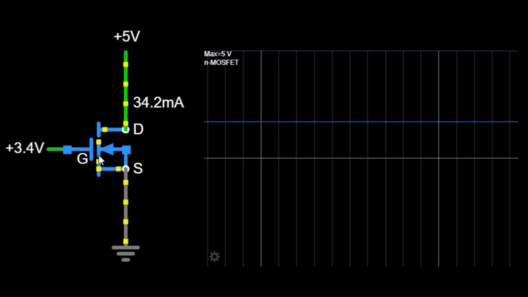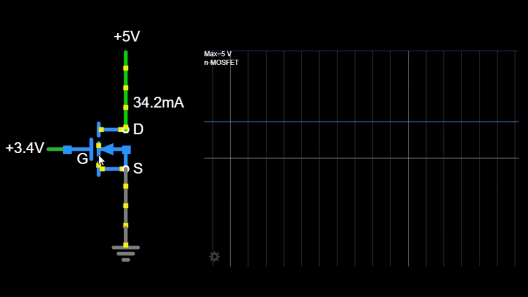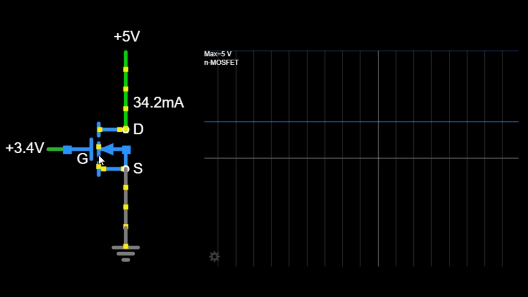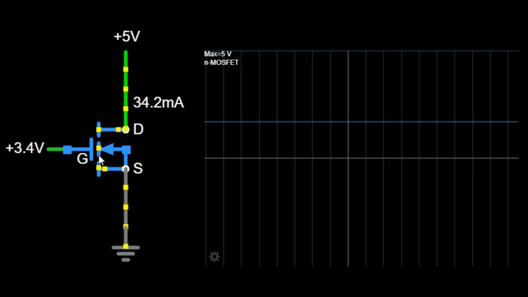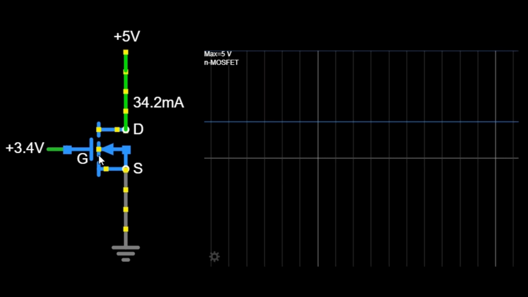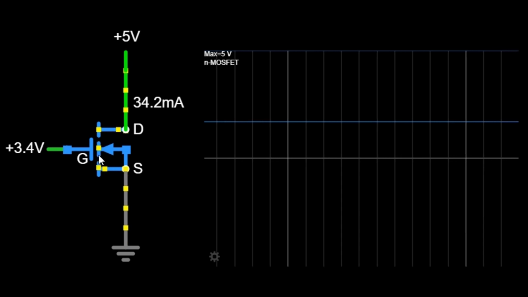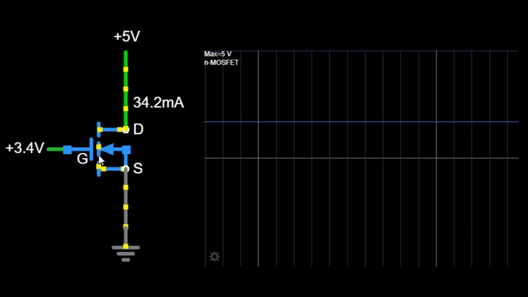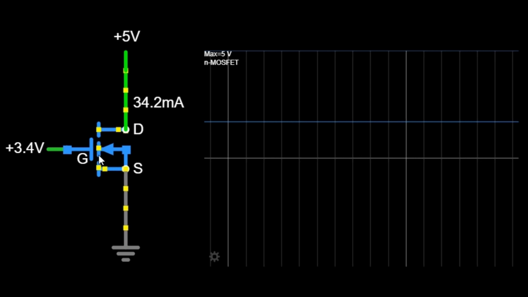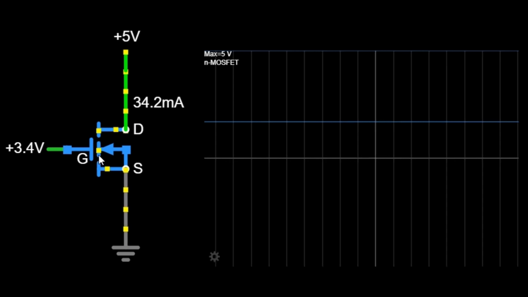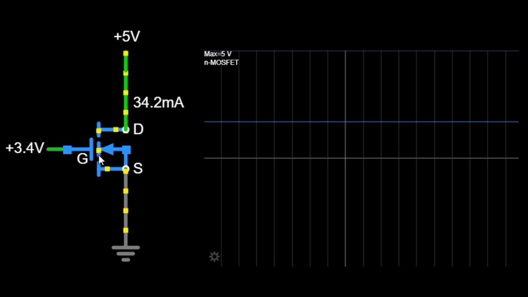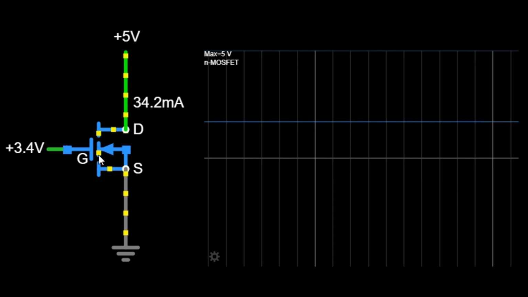Now, let's discuss the drain source voltage, abbreviated as V_DS. The voltage between the drain and the source, V_DS, determines the region of operation of the MOSFET. In our circuit, the source is connected to ground, and the drain is at 5 volts, so V_DS is approximately 5 volts.